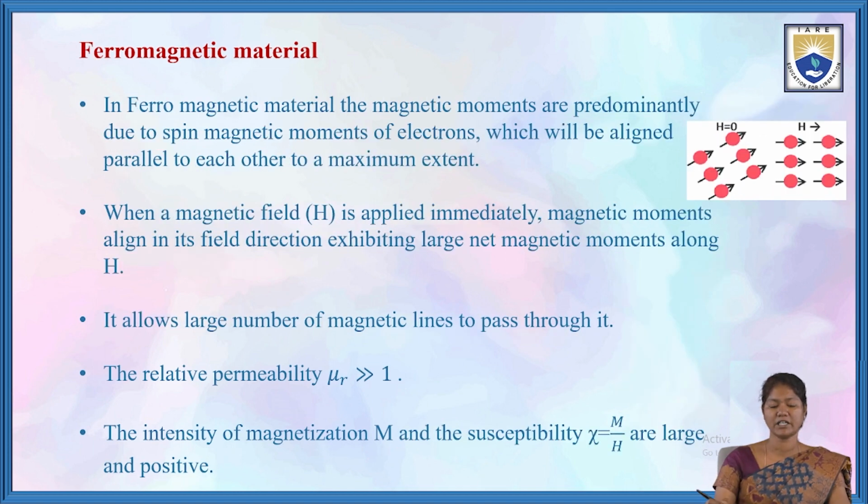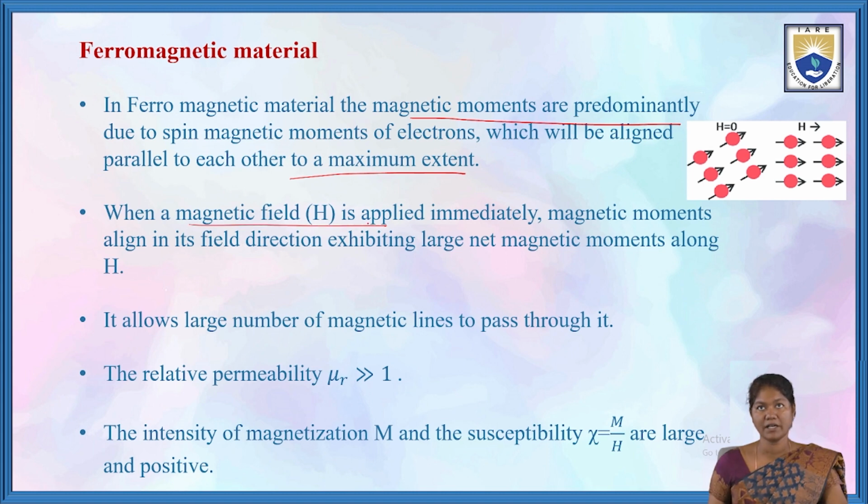Coming to the ferromagnetic material. In ferromagnetic material, the magnetic moments are predominantly due to the spin magnetic moments of electrons, which will be aligned parallel to each other to a maximum extent. When magnetic field H is applied, the magnetic moments immediately align in its field direction, exhibiting large net magnetic moments along H, so that it allows a large number of magnetic lines to pass through it.